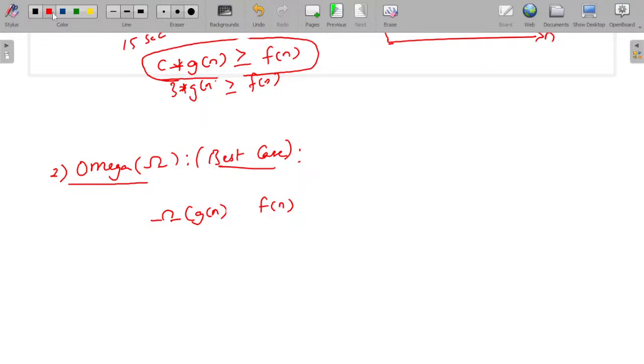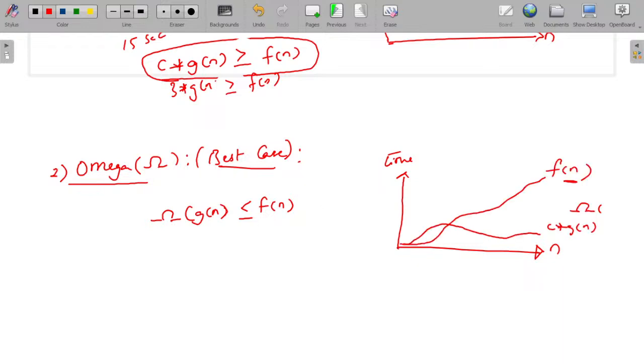Let me just complete writing it. So omega of g of n is always less than f of n. The corresponding graph would look something like this. This is the size of the problem and this is the time. The omega notation is used to represent the best case situation, so the graph will always be in the lower bound of the reality time.